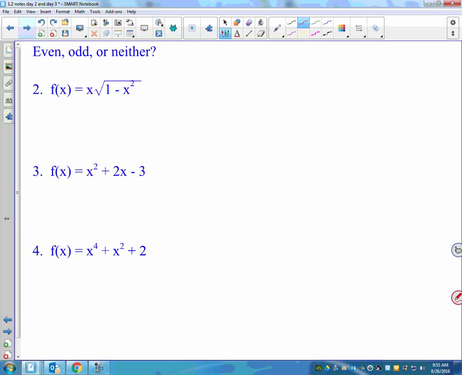You have to tell me, is it even, is it odd, or is it neither? Because not every function is even, right? Even is symmetric with the y-axis. Odd is symmetric with the origin. Sometimes it's not symmetric with either, so that would say neither. It shouldn't be that you're just guessing here.